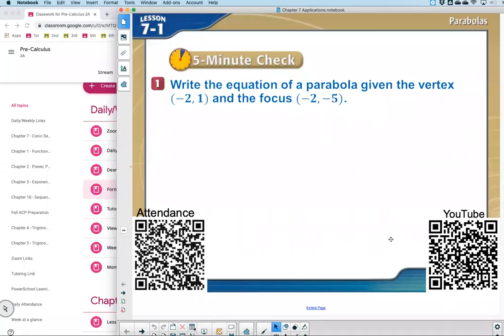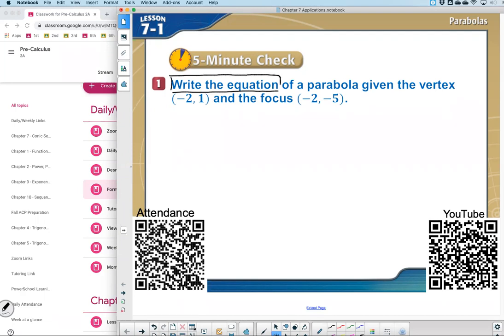Well, welcome. We're going to take a look at Chapter 7 applications today. Before we get started, we got a bell ringer, just a review question from parabolas. And specifically, we're going to have to write an equation. Now, as I've been mentioning the last few classes, in the state of Texas, what's expected of you is to be able to write an equation for certain different conic sections. In this case, I'm looking at a parabola.